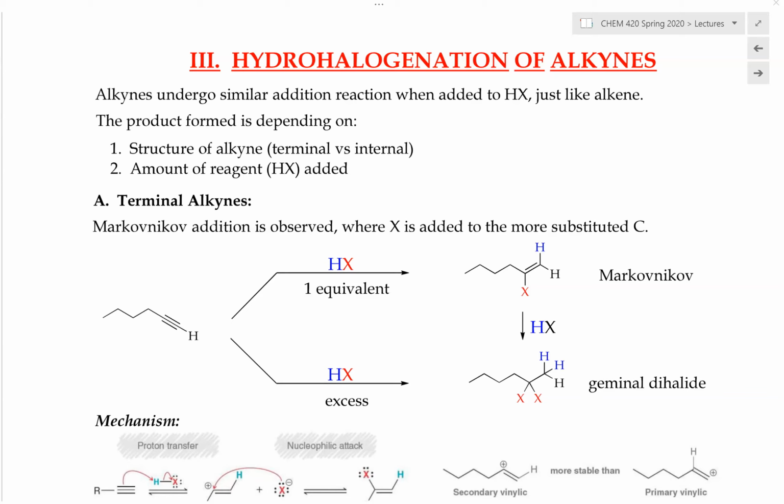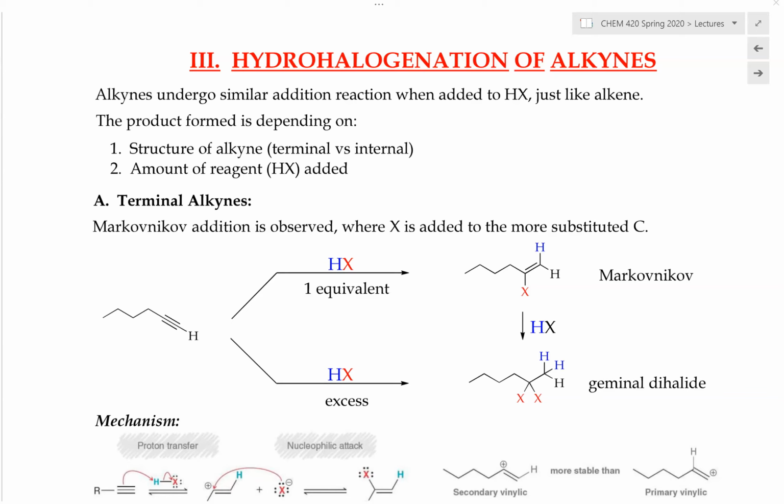In this lecture video, I will be going over the hydrohalogenation reaction of the alkynes. So the alkynes undergo a very similar hydrohalogenation reaction just like the alkene. And mechanistically speaking, they're very similar. So if we understand how the hydrohalogenation reaction mechanism works in the alkene, then we should be able to apply that same understanding to figure out the mechanism of the hydrohalogenation reaction of the alkynes.